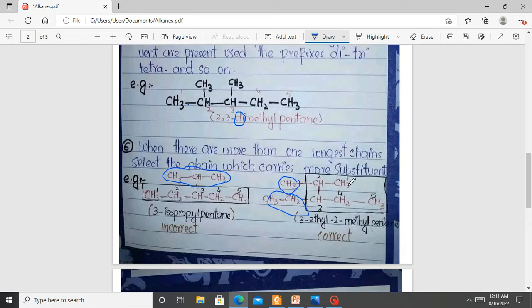So when we take here 1, 2, you have here 3, 4, 5. This is the correct naming, because this naming gives us more substituents than when we take this one. So the correct name of this, as we said earlier, the ethyl comes first. So we have 3-ethyl, 2-methyl pentane. Not this, because this one gives us the least number of substituents.